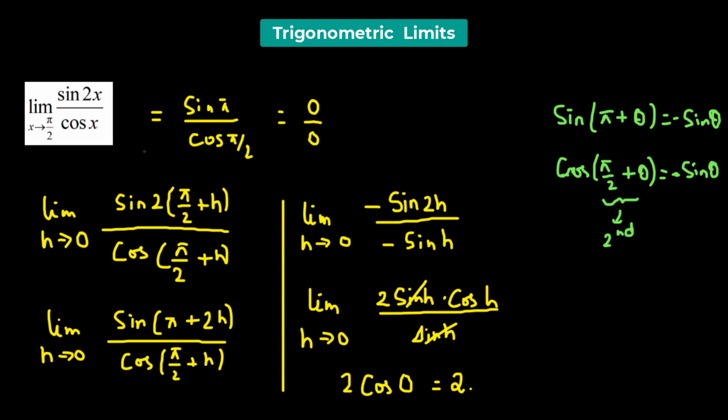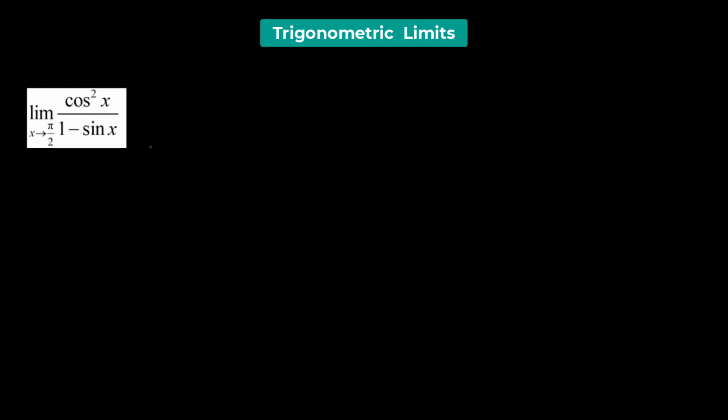Let us do another problem. So in this particular question, we have the function cosine squared x divided by 1 minus sine of x. So we have to determine the limiting value when x approaches pi over 2. Clearly, we have a 0 over 0, which is an indeterminate form. So we need to simplify our given trigonometric function.